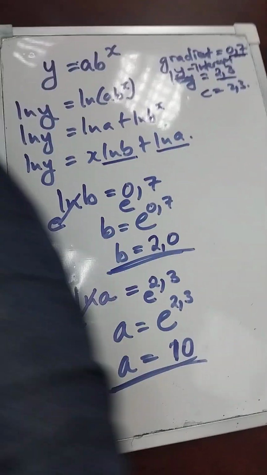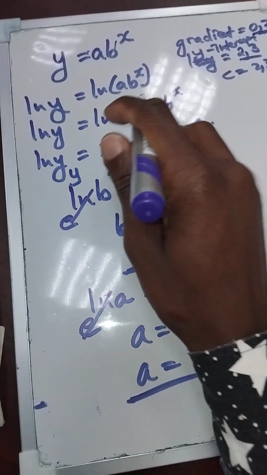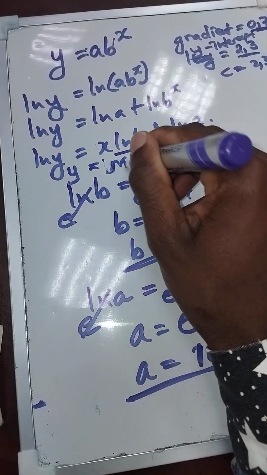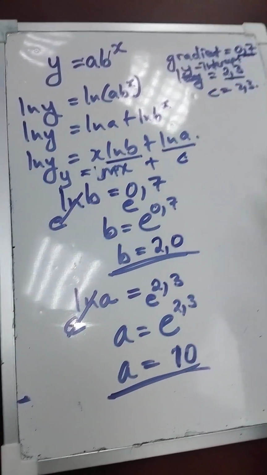The first thing you do is write the equation in the form y is equal to mx plus c. This is y, this is mx, this is plus c.